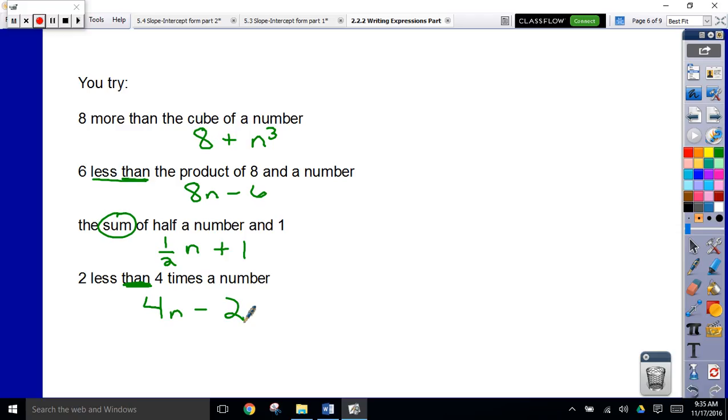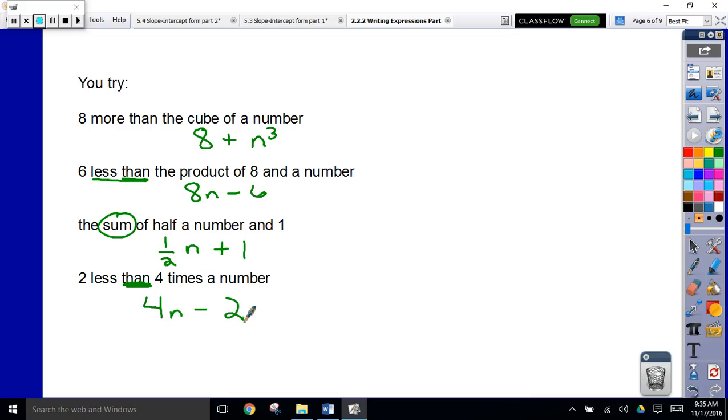Okay, question. Mackenzie? For the sum of half a number and one, do we do 1 plus n? Yes, you could write that one the other way. That would be fine.